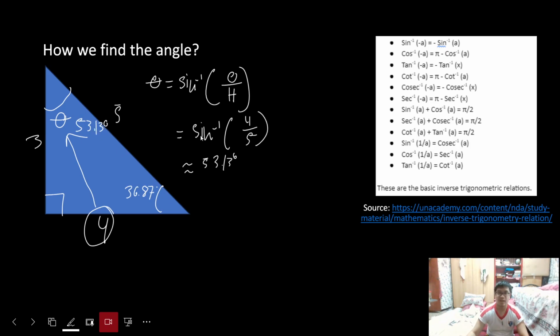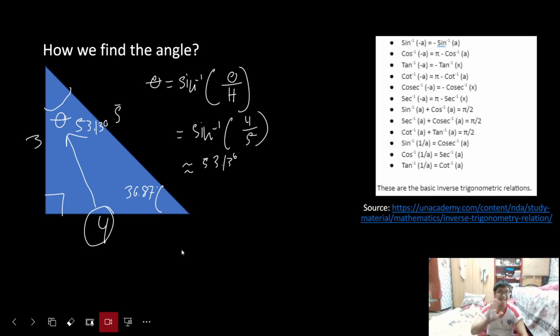Okay? Can you try to experiment with other inverse trigonometric functions for this? Yeah, you can. You can use arcsecant, arccosine, arctangent, and the answer is still the same: 53.13 degrees, at least approximately. Okay? So here's the question.